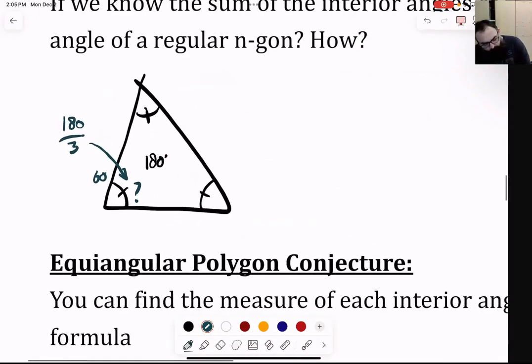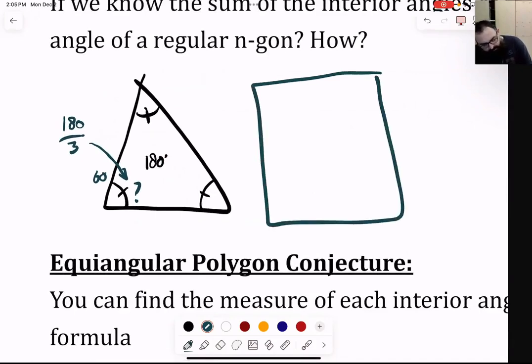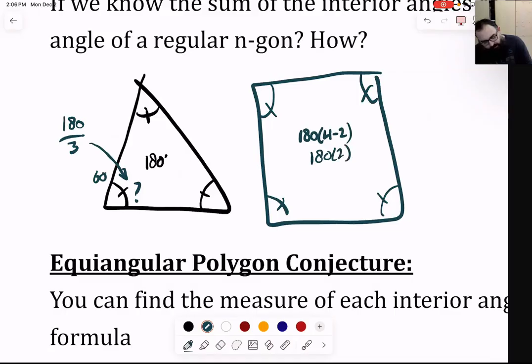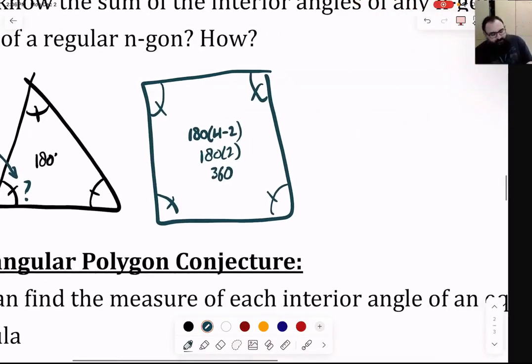I could do this with a four-sided shape. If these were all the same, well, a four-sided shape, how many degrees are there? It's okay if we say we're not sure. Not sure. So, I know that it's going to be 180 times 4 minus 2, which is 180 times 2, which is 360. So what would I do with that 360? Divide it by 4, which gives me 90.